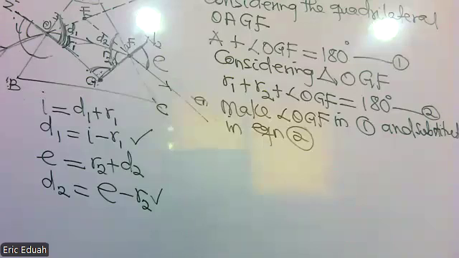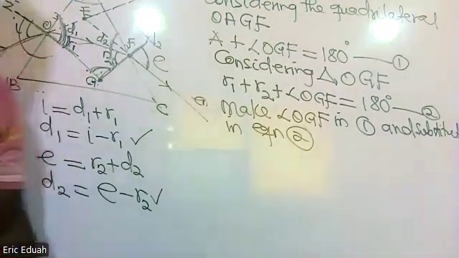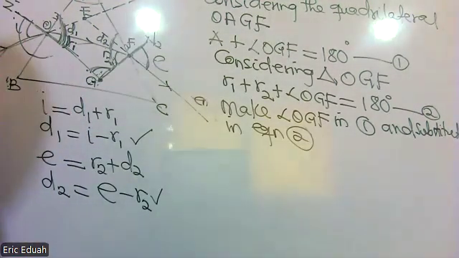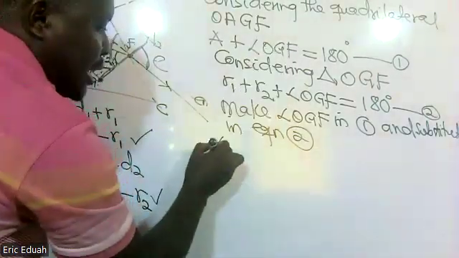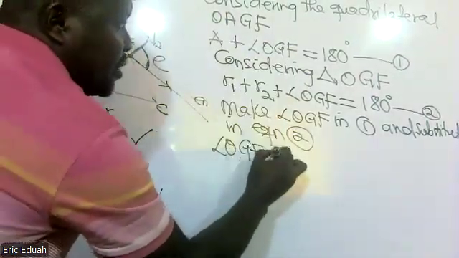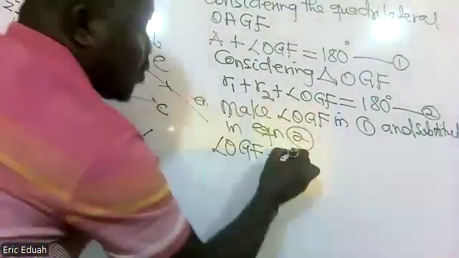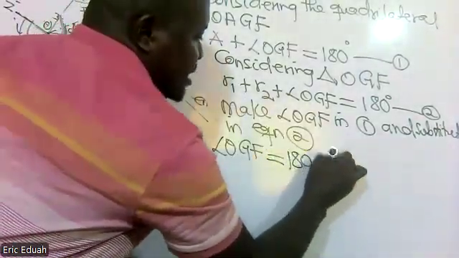Therefore, what did you get after the substitution? Yes, go ahead. R1 plus R2 is equal to A. Exactly. So when you make angle OJF the subject, it is equal to 180 minus A from equation 1.